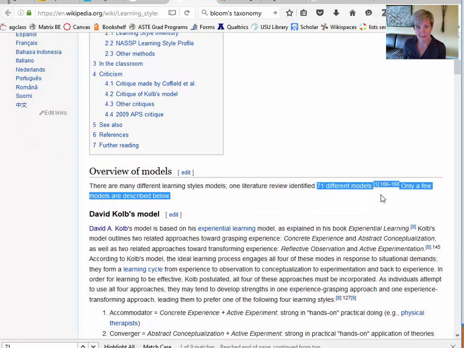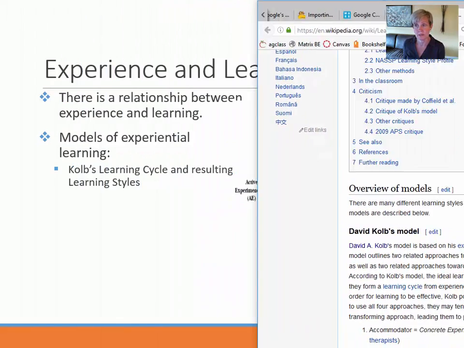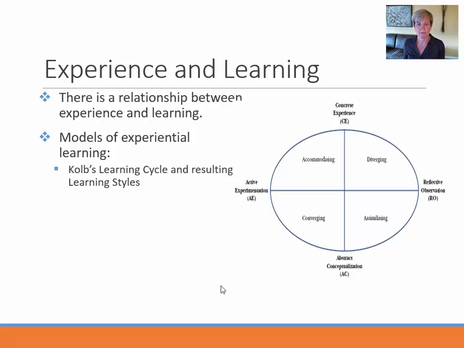They found 71 different models that folks are using. Oftentimes in a training program, it's use my program, it's the best one, your employees will understand it, and so on and so forth.